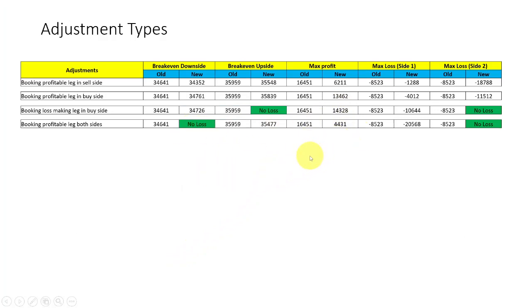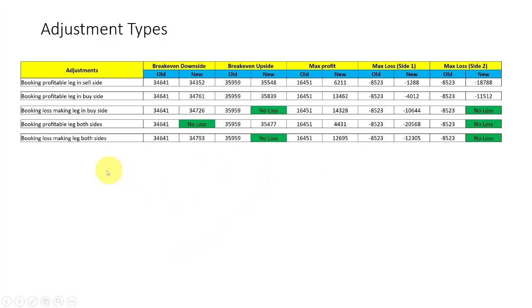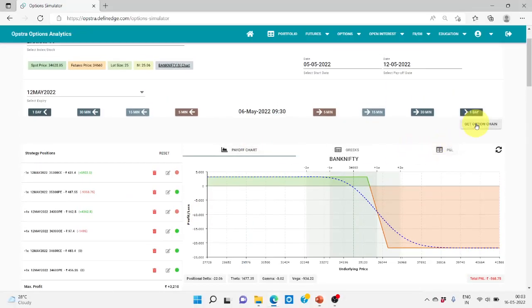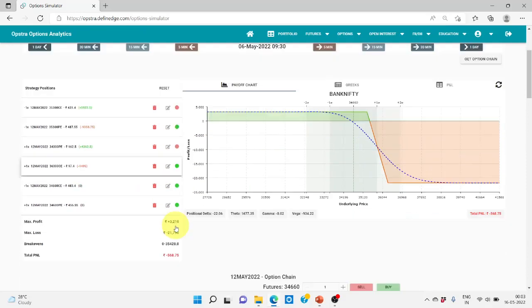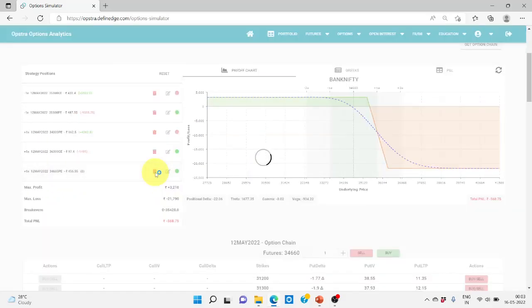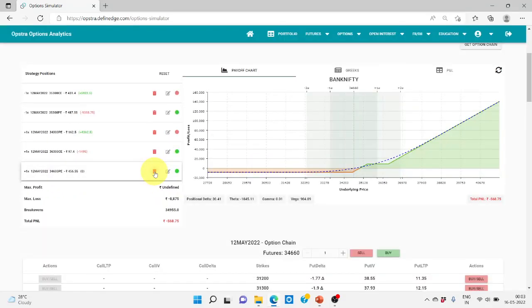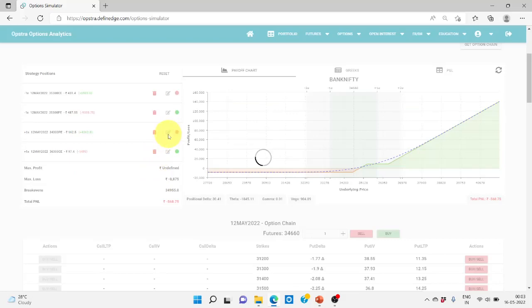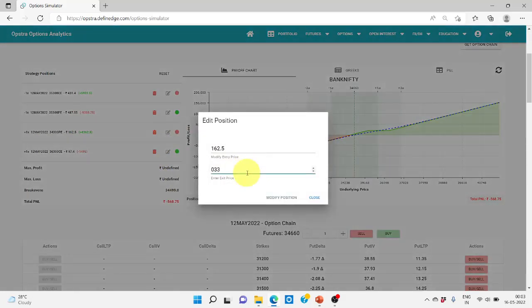Then we'll go to the next adjustment type, booking the loss making leg on both sides. Let me just go back to the normal way it was before doing any adjustment.